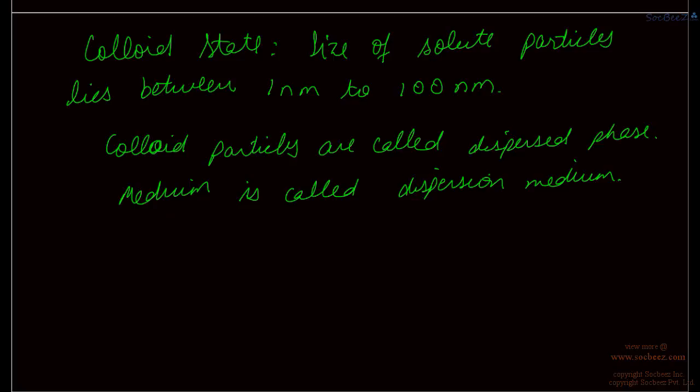Now there are 8 types of total colloid solution. When a solid acts as a dispersion medium and the dispersed phase is solid, then the colloid solution is known as solid sol. Or if dispersed phase is solid, dispersion medium is liquid, then it is known as sol. Or if dispersed phase is solid and the dispersion medium is gas, then it is known as aerosol. So in total there are 8 types of colloidal solutions.